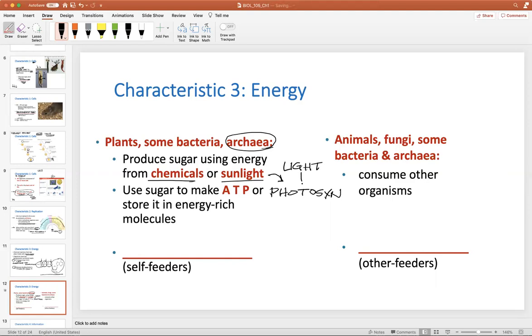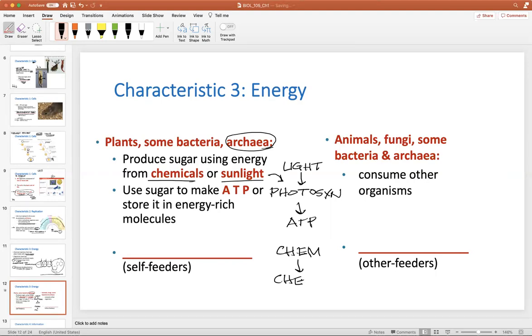Let's draw light. And then we use photosynthesis to convert that into ATP, right? In this way, we're able to harness this light energy, make it into chemical energy. Another strategy that some bacteria and some archaea use is they can actually take chemicals that have high energy bonds and break those bonds and use a process called chemosynthesis.